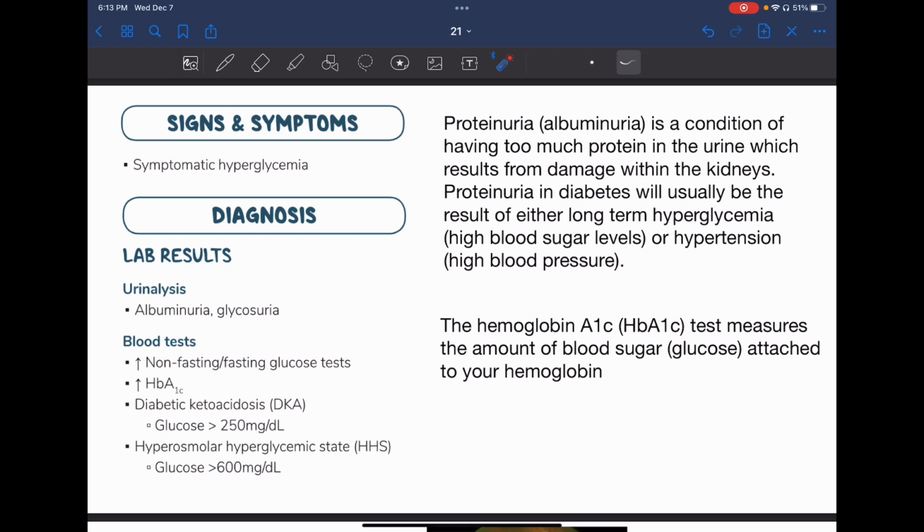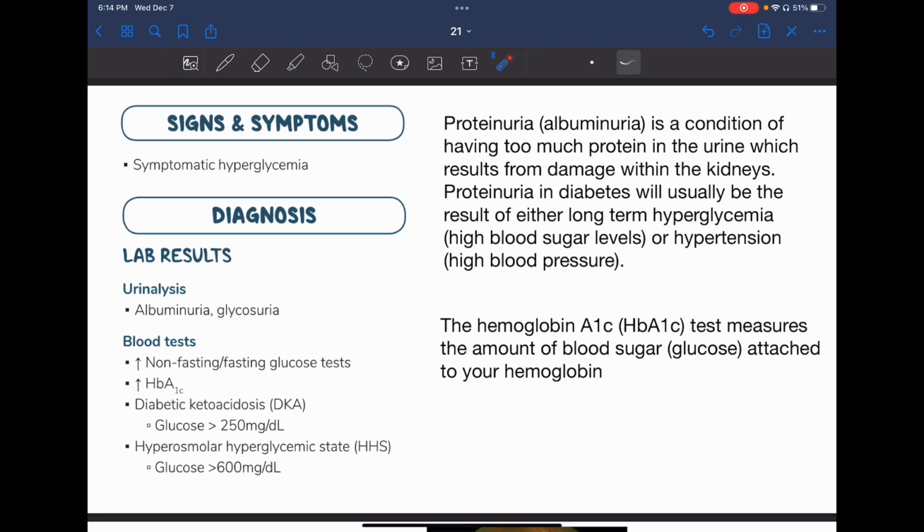So, diagnosis. How do we diagnose diabetes? So, we have lab results from urine. Because you have a lot of glucose in the blood, some of the glucose goes into the urine. Normally, you don't have any glucose in the urine, but in diabetes, there is a lot of glucose in the blood. It goes to the urine, so you can have a glycosuria.